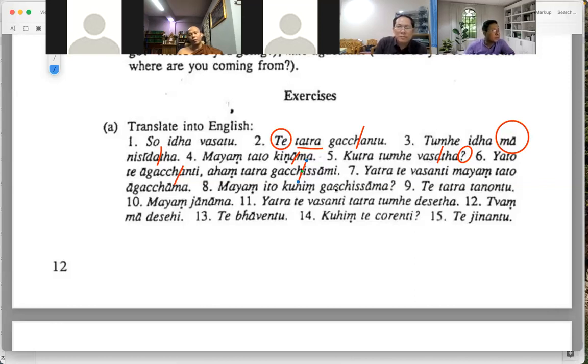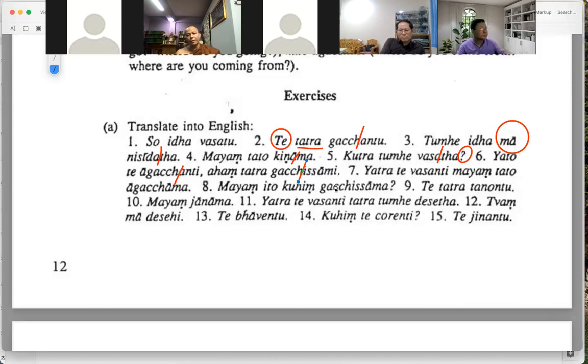So gache sama. So gacha and the a sama, future tense, first person, plural, we shall. So gacha means go, we shall go. Okay. Mayan gache sama, we shall go. Ito means from here. We shall go from here. And kuhin means where. So question, because of kuhin, you see? Kuhin means question. So where shall we go from here?